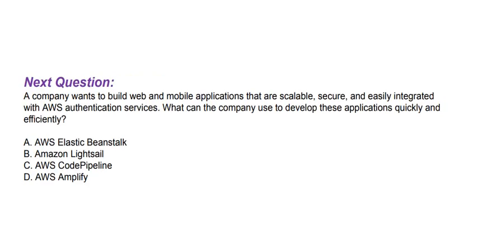Moving to next question. A company wants to build web and mobile applications that are scalable, secure, and easily integrated with AWS authentication services. What can the company use to develop these applications quickly and efficiently? Option A: AWS Elastic Beanstalk. Option B: Amazon Lightsail. Option C: AWS CodePipeline. And option D: AWS Amplify. The correct answer is option D.